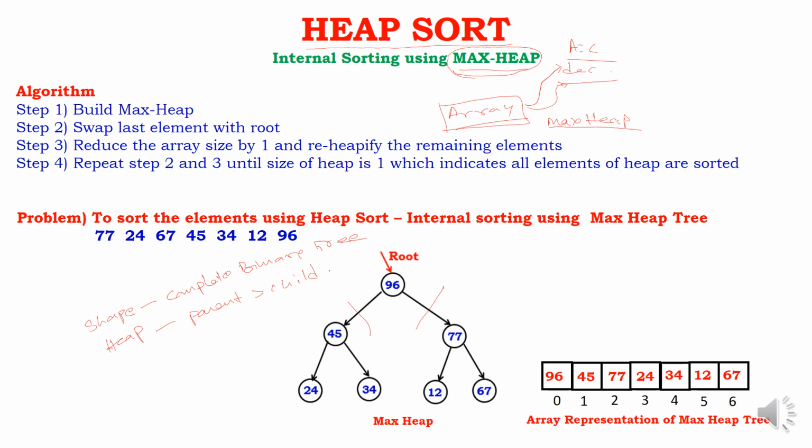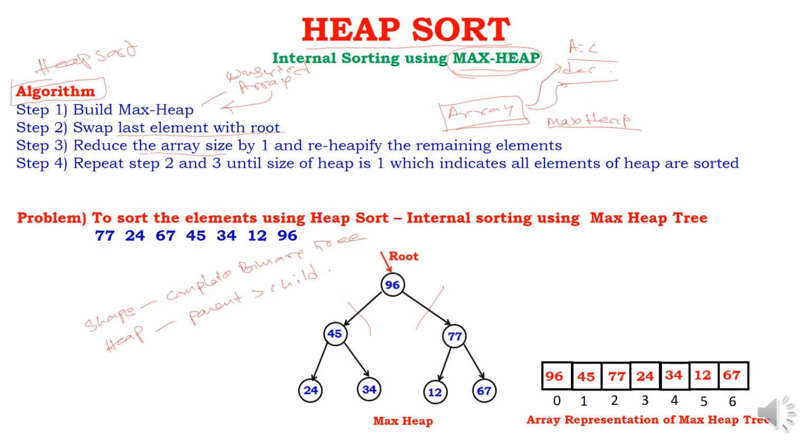The algorithm to sort the elements of an array using heap sort is as follows. There are 4 steps. Step 1, build a max heap. Whatever the unsorted array is, it is converted into a max heap first. After creation of the max heap, step 2, swap the last element with the root. The root is the largest element. The root element is interchanged with the last element of the heap.